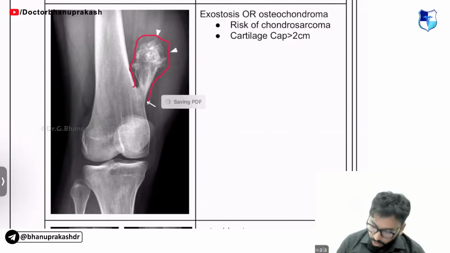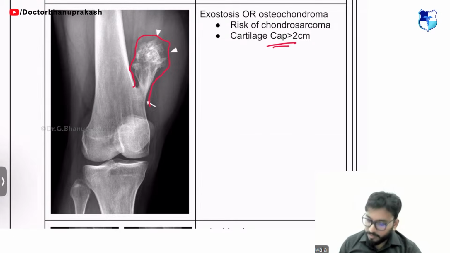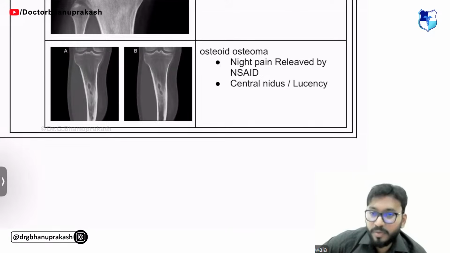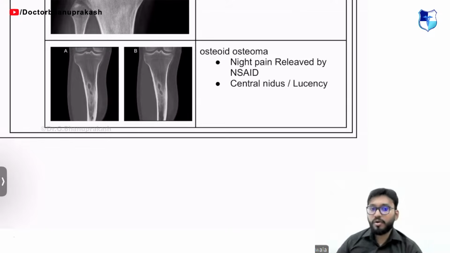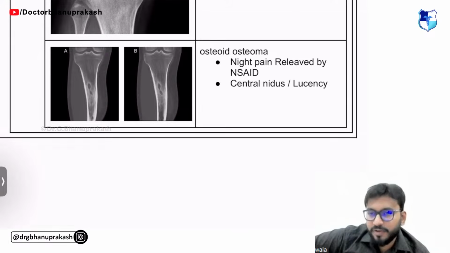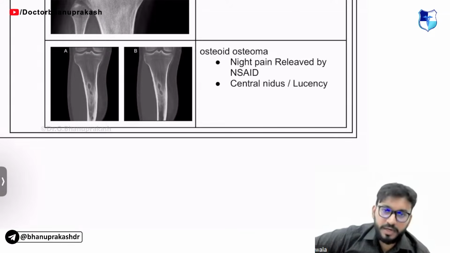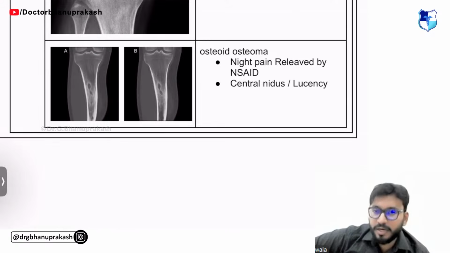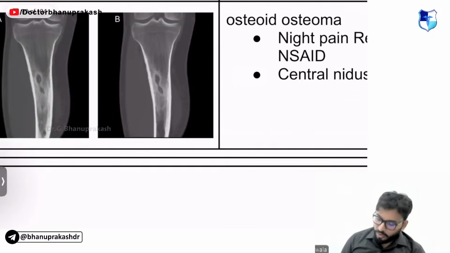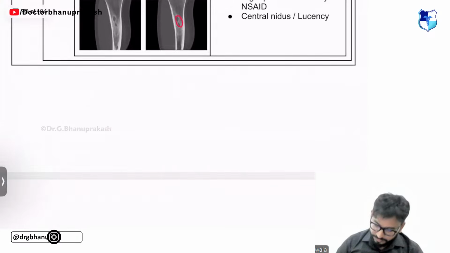Exostosis. Can you see this? Exostosis, guys, has a risk of chondrosarcoma if the cartilage cap is more than 2 centimeters. That is a risk factor. Osteoid osteoma, guys, is the most common true benign tumor of the bone. Usually the history will be of a young male child with severe bone pains, especially at night, classically relieved by aspirin or NSAIDs. Night pain in the bone, male child. On imaging, you see a central nidus, and this is nothing but osteoid osteoma.